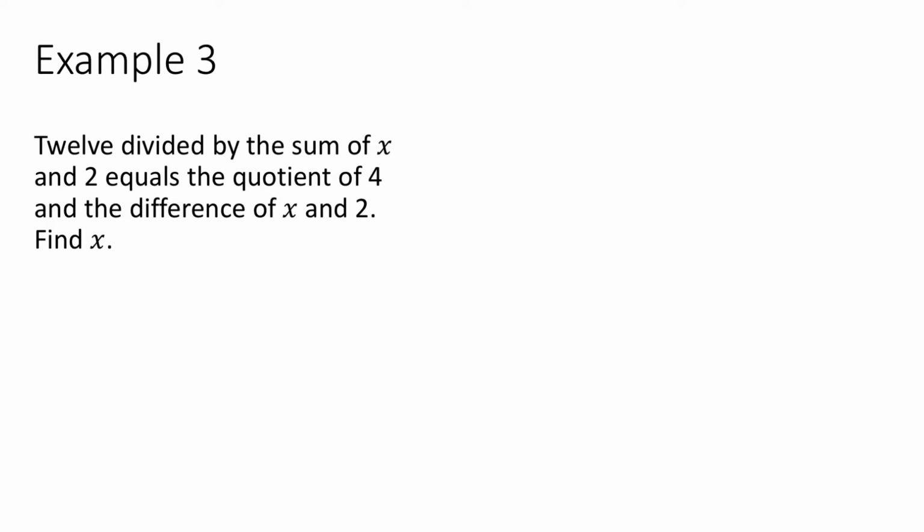Now let's take a look at example 3. In this problem, they tell us that 12 divided by the sum of x and 2 is equal to the quotient of 4 and the difference of x and 2. So I start off with 12. And then it says divided by the sum of x and 2.